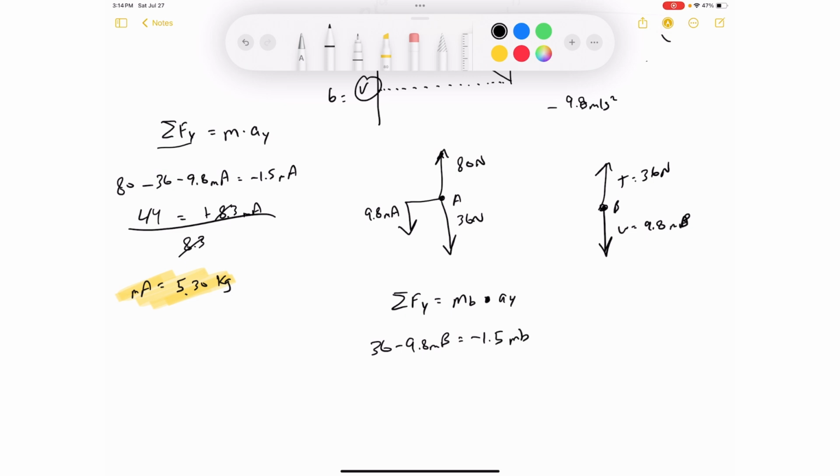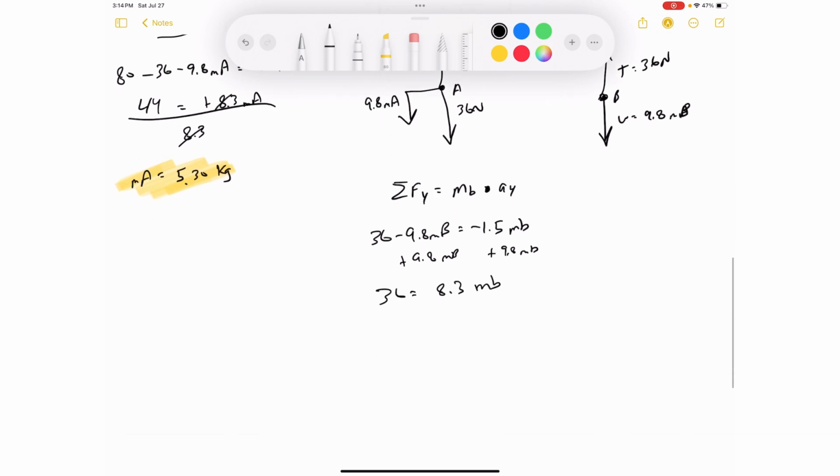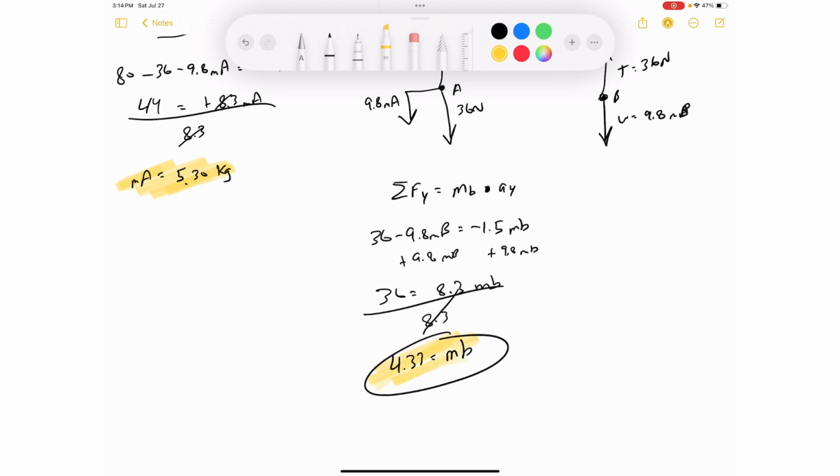Mass of B, great. So all we have to do is just add 9.8 MB to both sides, and then we have 36 equals 8.3 MB, that's mass of B, of course. Divide by 8.3, boom, and so we have 4.33 equals the mass of B. Okay, there's that. Is that right?